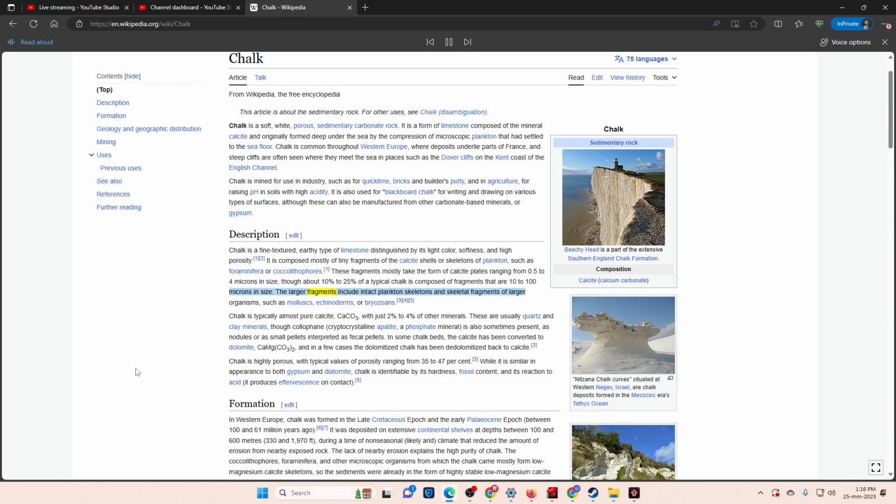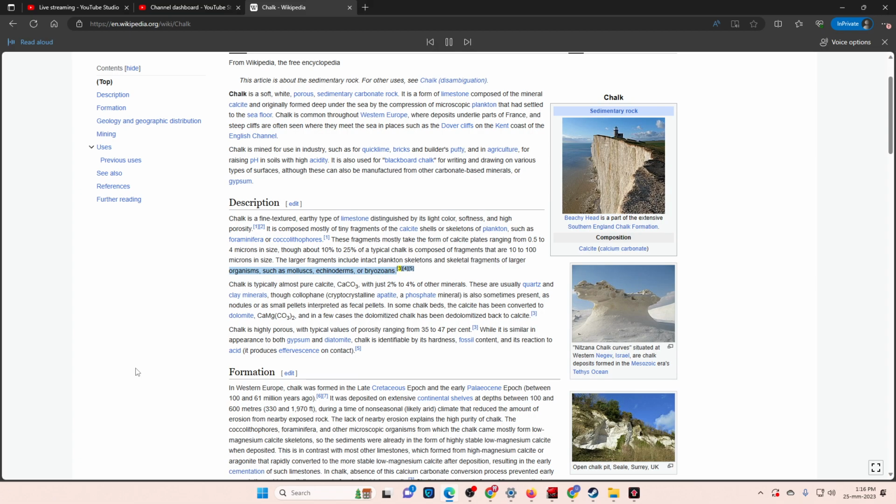The larger fragments include intact plankton skeletons and skeletal fragments of larger organisms, such as mollusks, echinoderms, or bryozoans. Chalk is typically almost pure calcite, CaCO3, with just 2% to 4% of other minerals. These are usually quartz and clay minerals, though collophane, cryptocrystalline apatite, a phosphate mineral, is also sometimes present, as nodules or as small pellets interpreted as fecal pellets.